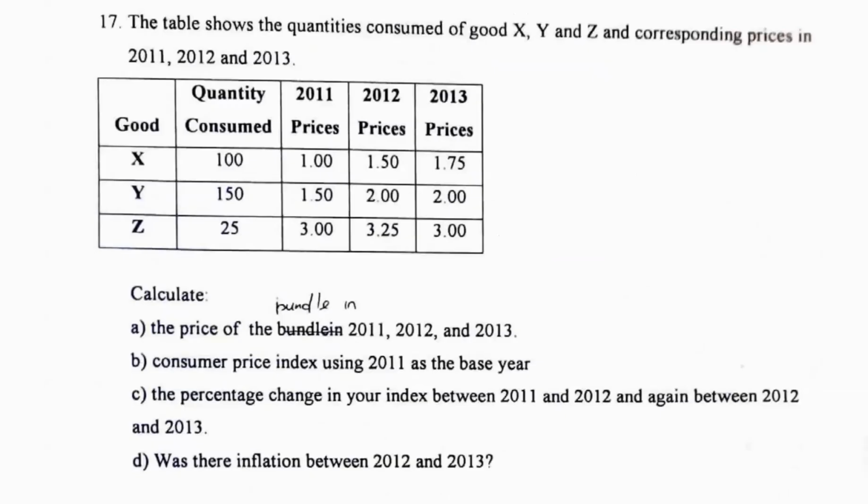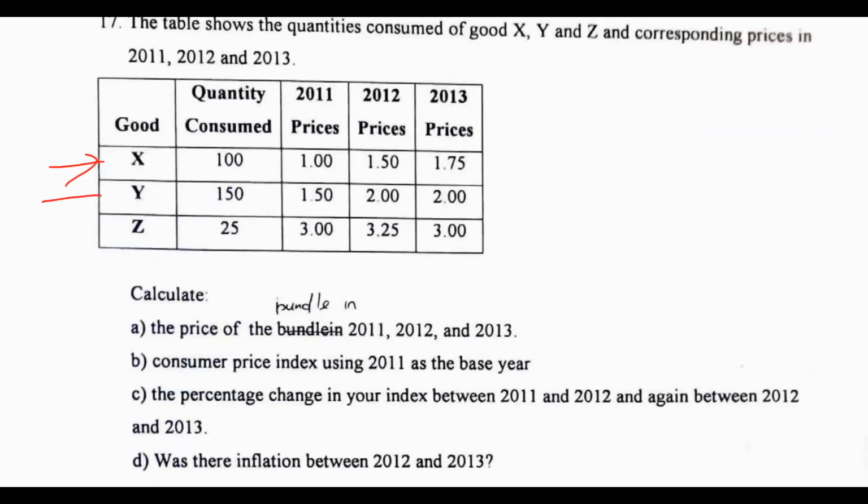Are you seeing question number 17? Look at how question number 17 is. You are seeing the quantities, these are the yields, right? The goods that you're producing are good X, good Y, and good Z, right? The quantities are 100 for X, 150 for Y, 25 for Z, right? These are the prices of those quantities in 2011, in 2012, and in 2013. I want to give you an example of calculating real GDP.